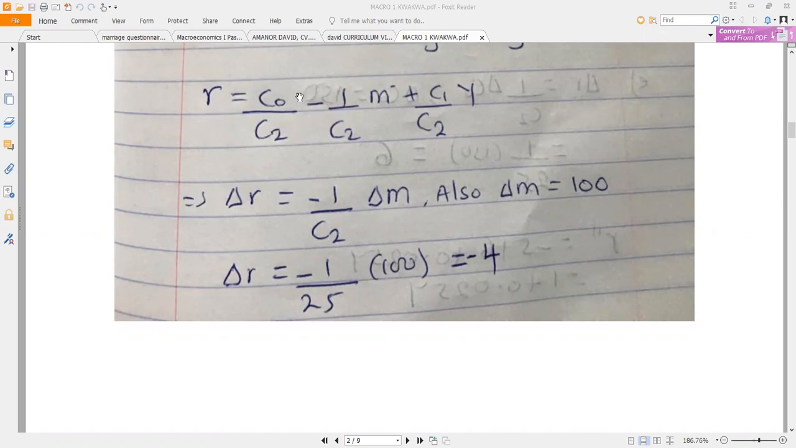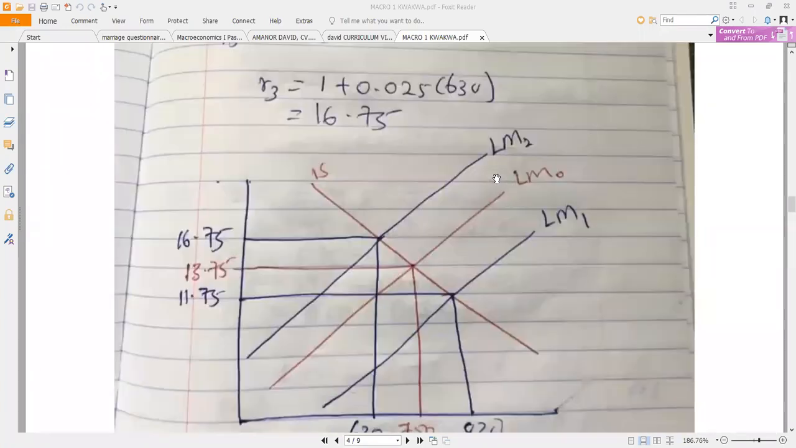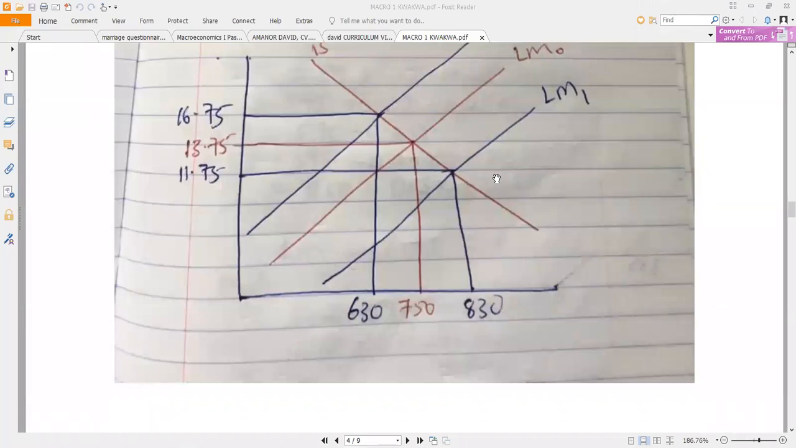Is that okay? Yes, please. And then if there's a change in C0, then a change in R resulting from a change in C0 is equal to 1 over C2. Okay, so you need these values. That is why even if they state the curves, they will still give you the demand for money equation so that you'll be able to fish out the C2. All right. Any other question?